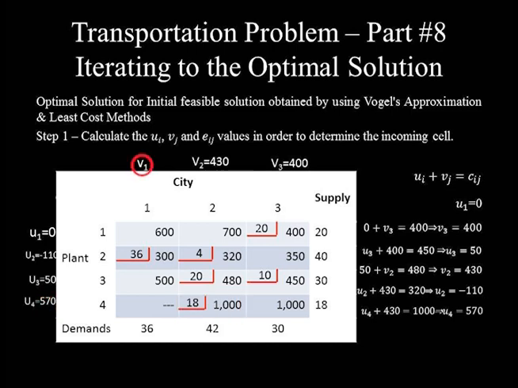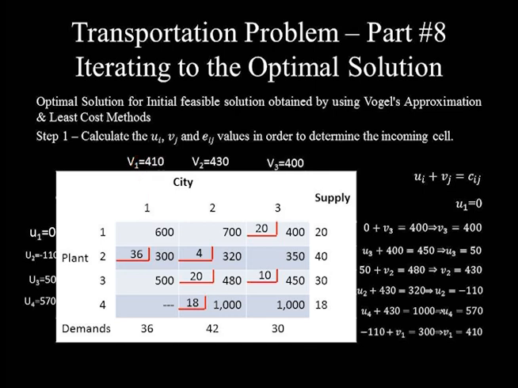V1 is the only column index not determined at this stage. If we go down in this column, we can find occupied cell at row 2. Hence, this column index can be calculated as V1 plus row index of second row, that's negative 110, which is equal to unit cost of this cell, that's 300. This implies V1 is equal to 300. Taking negative 110 to the other side of equality, you get plus 110. 300 plus 110 give us 410.